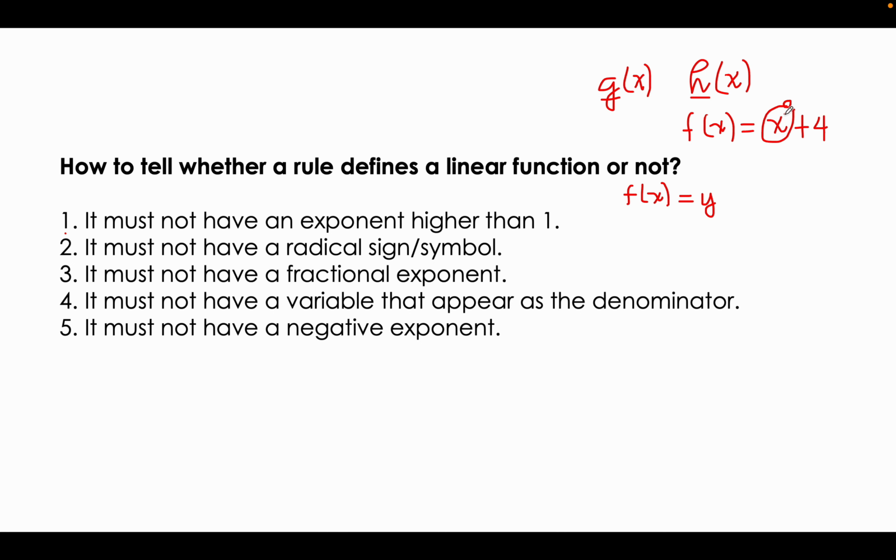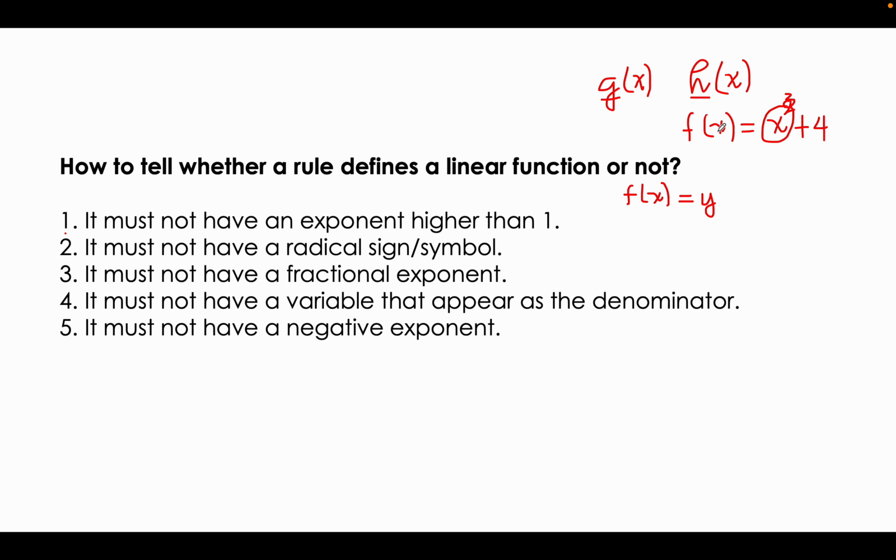Take note that the name of a function can be determined by the degree of its exponent. So we have here x squared. That means this is no longer linear. It is a quadratic function. Okay? So you have to take note, for it to be a linear function, the exponent must not be higher than 1. Okay? So if we have higher than 1, 2, and we have 3 here, so that is no longer a linear function.